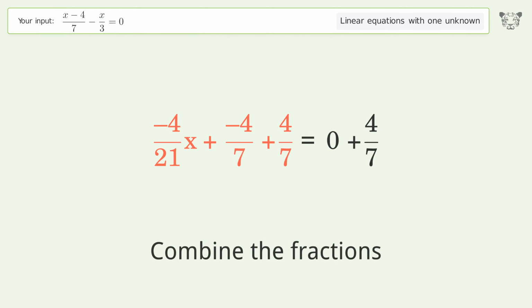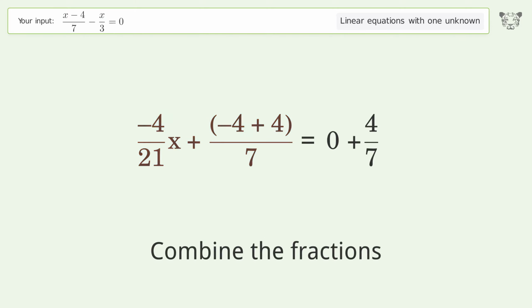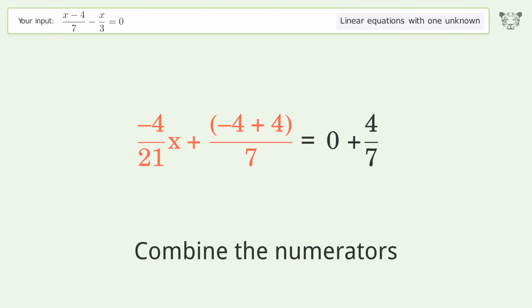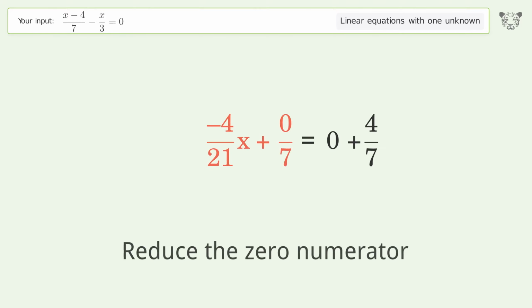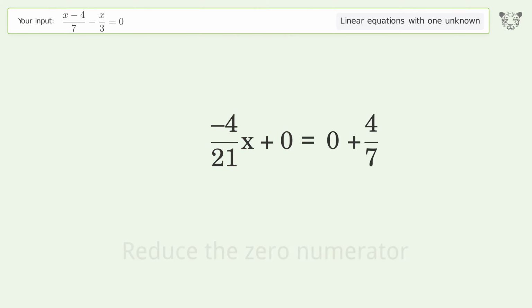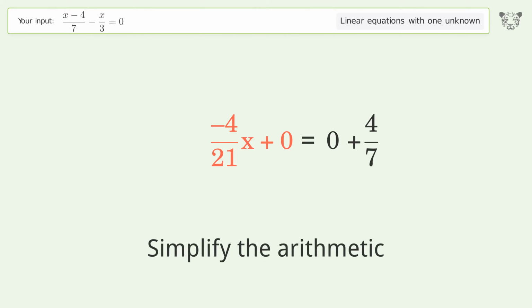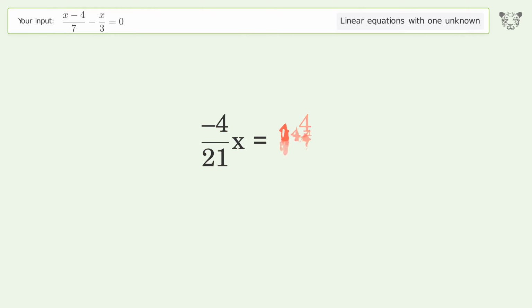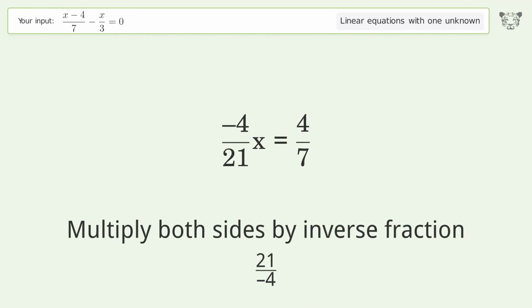Combine the fractions. Combine the numerators. Reduce the zero numerator. Simplify the arithmetic. Isolate the x. Multiply both sides by inverse fraction 21/4.